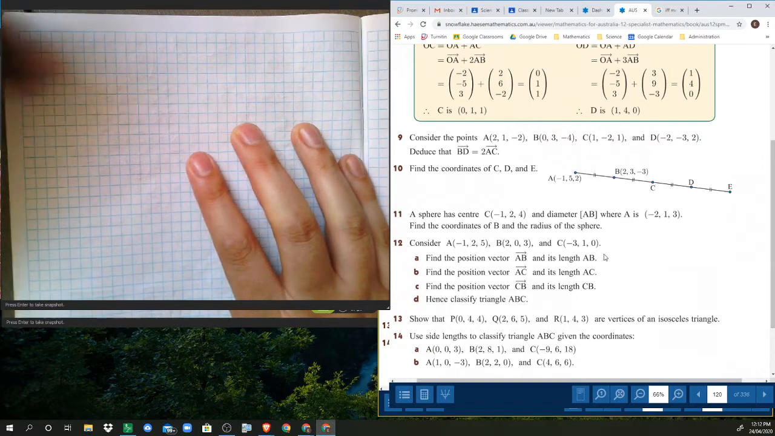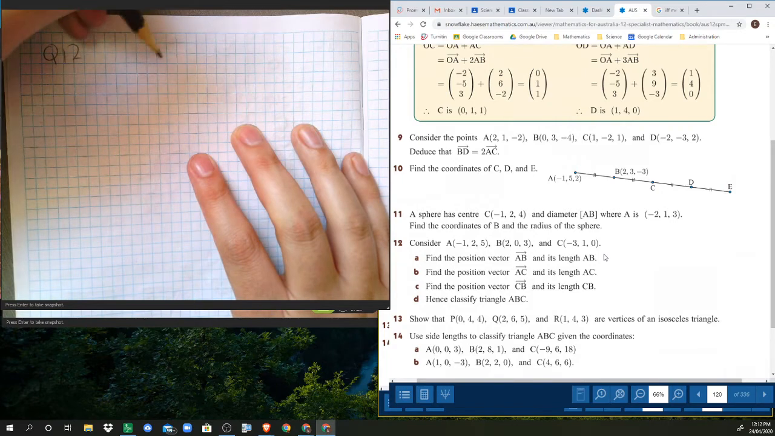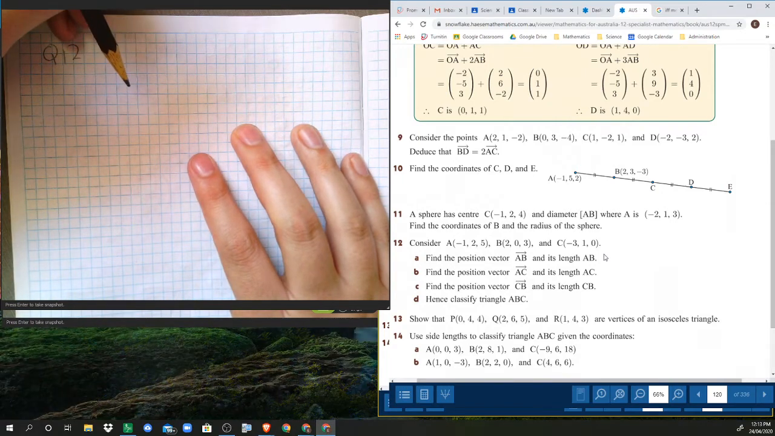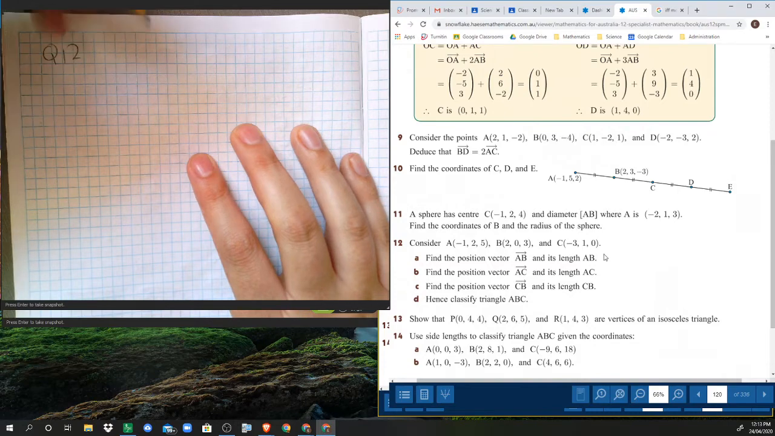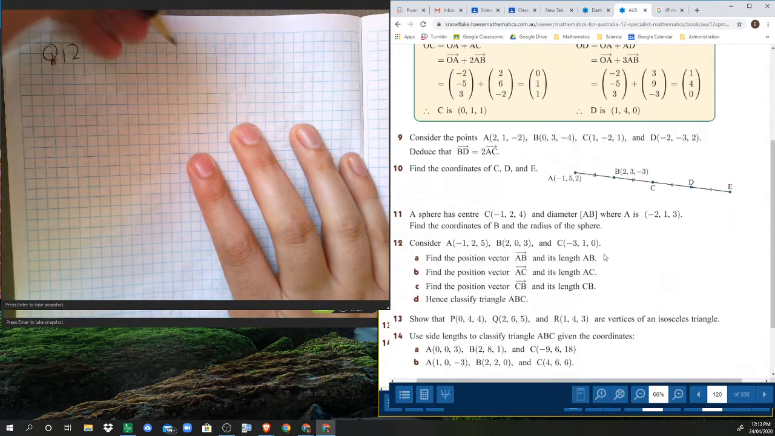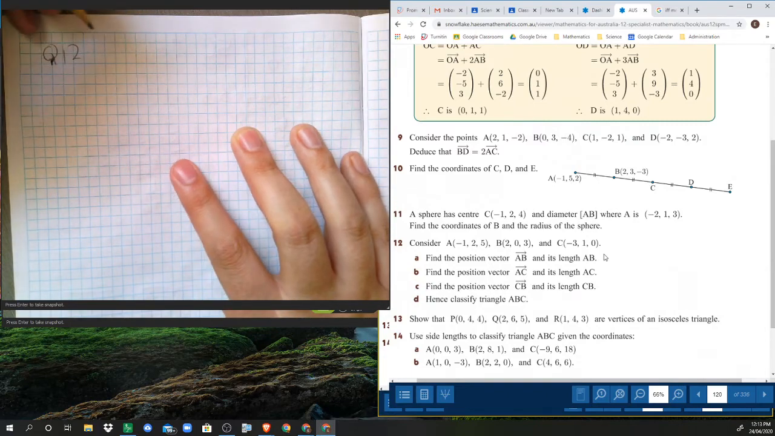All right, question 12. Consider, we've got 3 points in space. Find the position vector A to B, hence the length of A to B, A to C, C to B. Sounds like a bit of a grind, but let's just do it anyway. Skip ahead if you don't want to, if you just want to try for yourself.